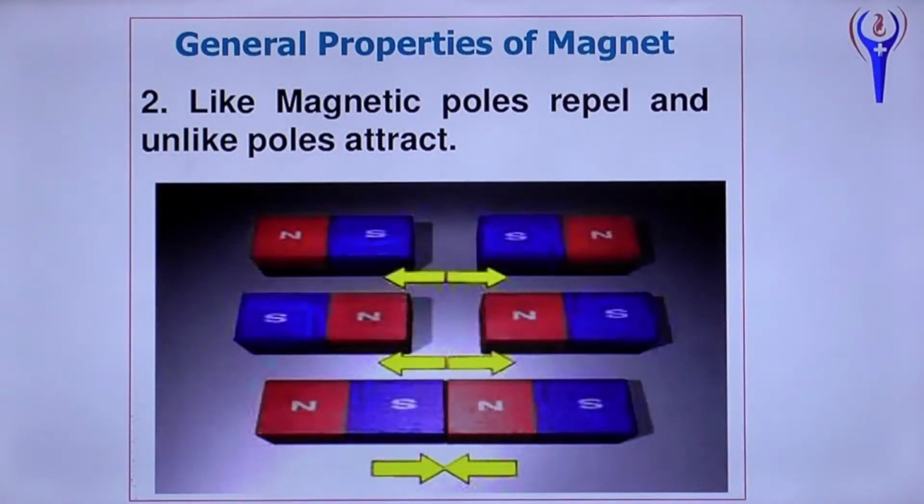Other property: like magnetic poles repel and unlike poles attract. What does like magnetic poles mean? North and north, yes. North with north or south with south, that is like poles. Like poles repel and unlike poles attract. So here, south with south, what will happen? South with south repel. North with north, like poles repel. South with north or north with south, it will attract. That only we said: like poles repel and unlike poles attract.